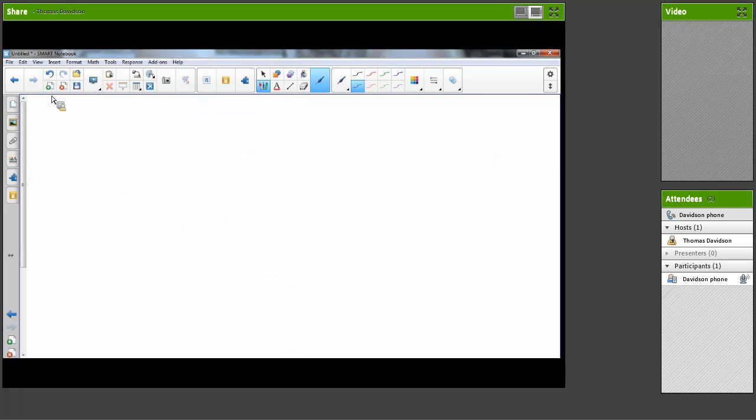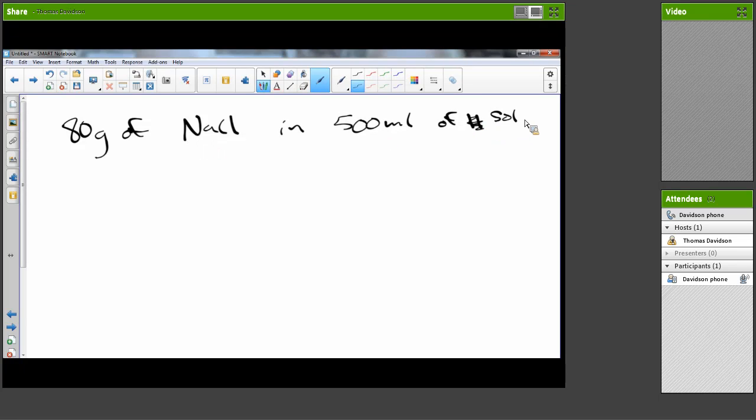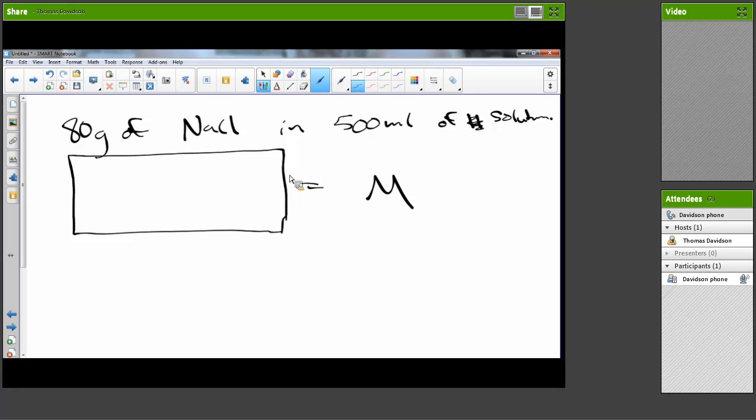So let's do one. You have 80 grams of NaCl in 50 milliliters of water. We'll just call it solution. I don't want you to trip out. What's the molarity equal to? So spend a few seconds, minutes, well, no longer than 2 minutes, and figure out the molarity of this solution.